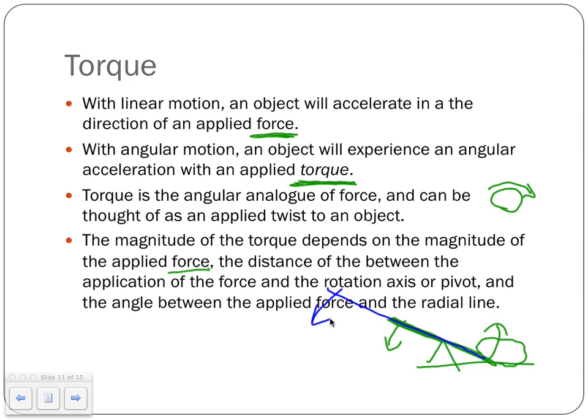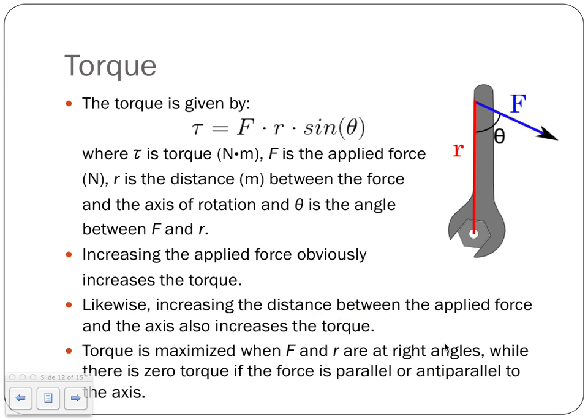And the other one is the angle between the applied force and the radial line. That is the angle between this applied force and the radius that goes back to the point of rotation right here. Let's look at that in a little more detail, but those are the things that apply to torque. So torque is given by tau equals F times R times sine theta.